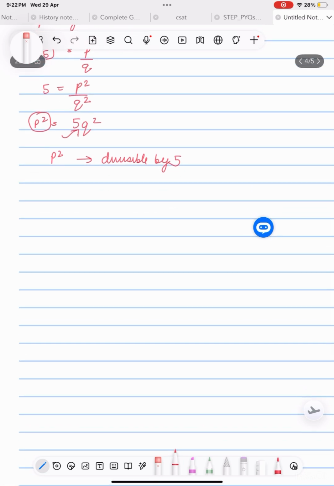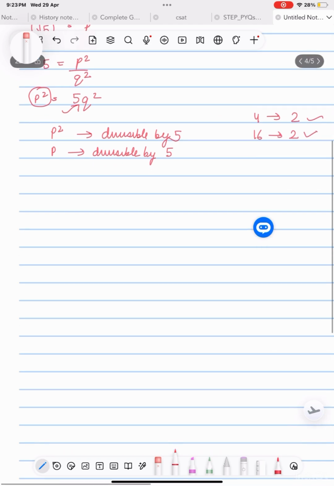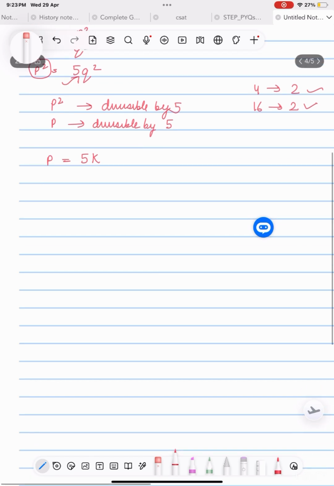p square must be divisible by 5, which also means that p is divisible by 5. Obviously, for example, 4 is divisible by 2, then 4 squared, 16, is also divisible by 2. That is true for each and every number. Okay. Now let's see. We have proved p is divisible by 5. Now what we will do, since p is divisible by 5, we can assume that p equals 5k, obviously.